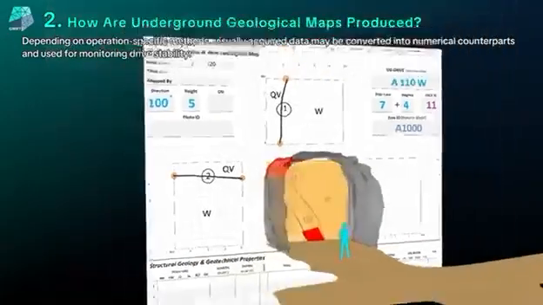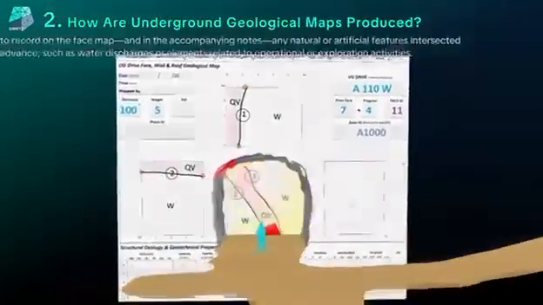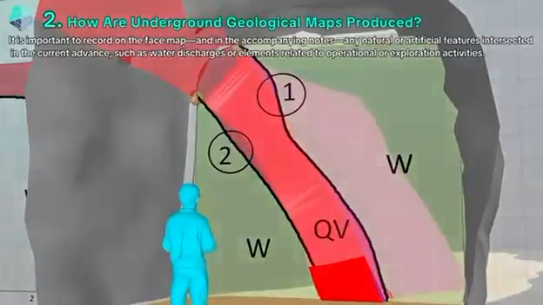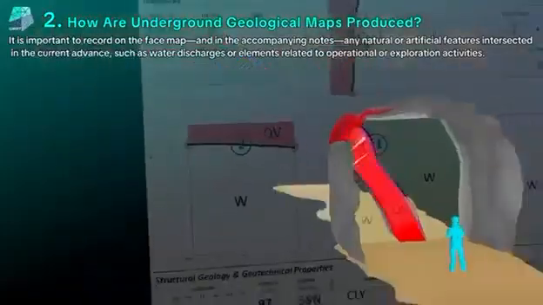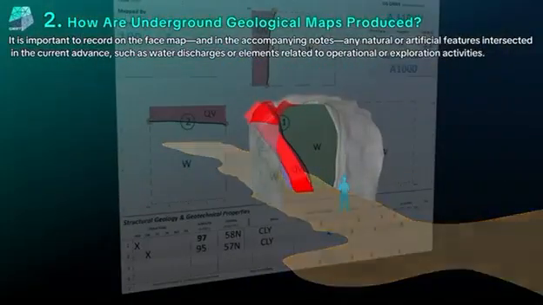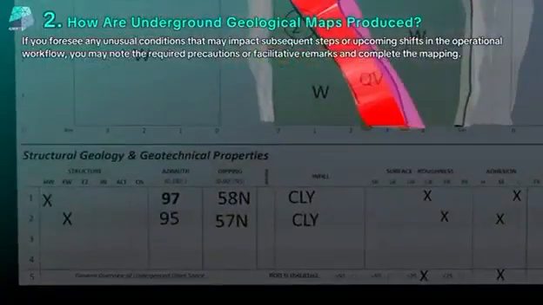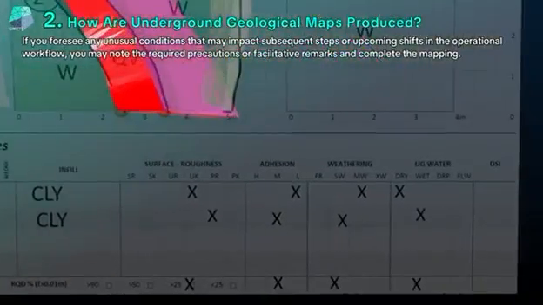It is important to note on the face map and in the accompanying description any natural or artificial features intersected during the advance, such as water discharges, and elements related to operational or exploration activities. If you foresee any unusual conditions that may affect subsequent steps or shifts in the operational workflow, you may note the necessary precautions or facilitative remarks and complete the mapping.